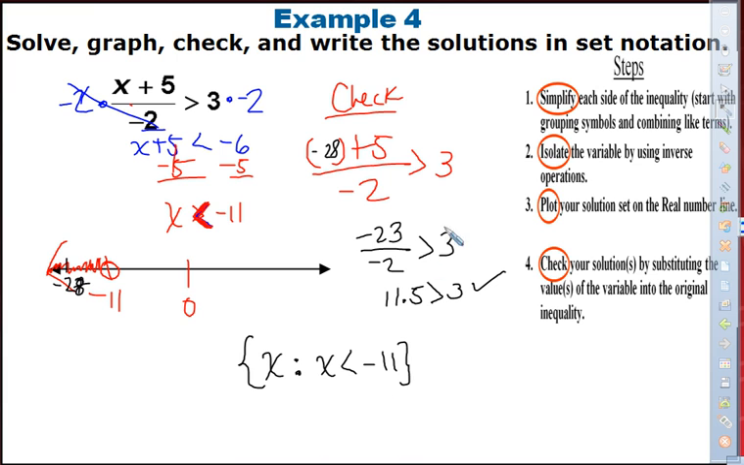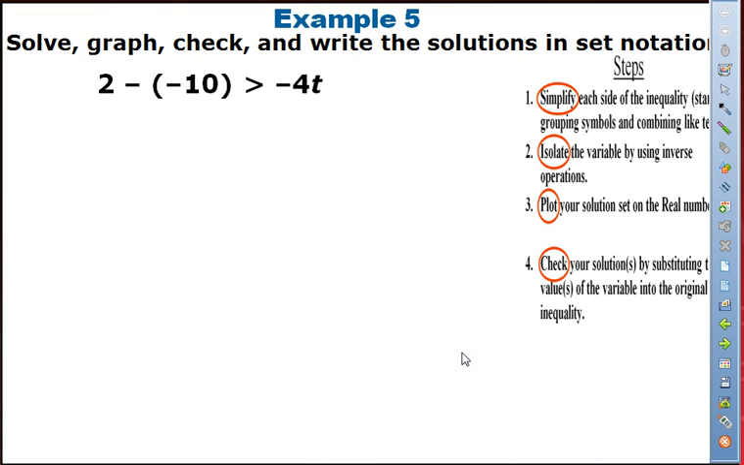All right, let's continue. Number 5. Write this down, please. If it fits there, well, if not, flip it over, do it in the back. Yes, we have about 10 more to go. 2 minus negative 10, close parentheses, greater than negative 4 times t.